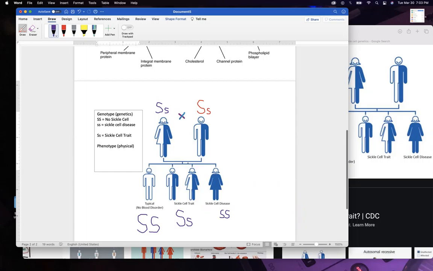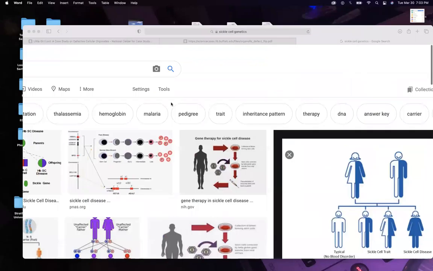So in sickle cell, if I showed you a picture like this, or if I said, what are the odds of a mother with sickle cell trait and a father with sickle cell trait, if they had children, what are the odds of the child having no blood disorder? 25%, one in four. What are the odds the child will have full-blown sickle cell disease? 1 in 4. And what are the odds the child will have sickle cell trait? 2 out of 4, which is 50%.